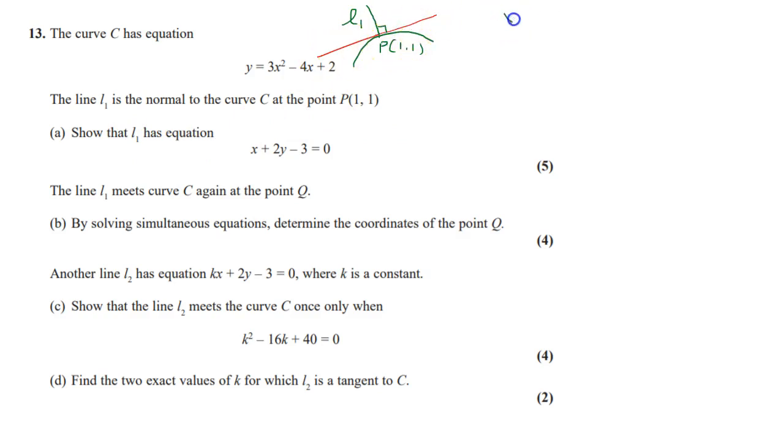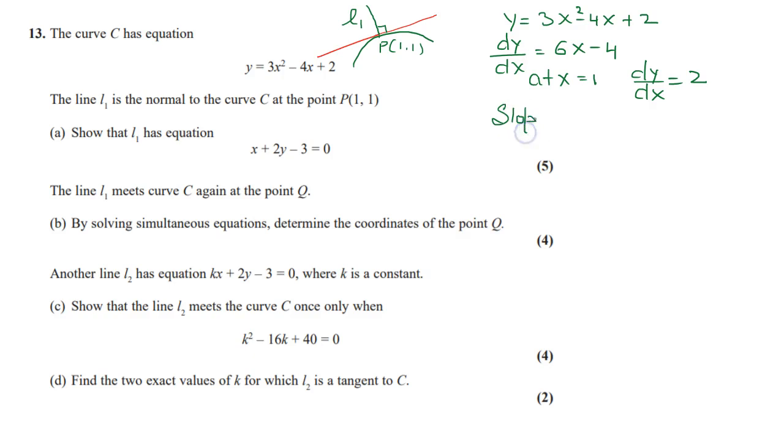y is equal to 3x squared minus 4x plus 2. By dy over dx we can find the slope of the curve at any given point. So dy over dx means the formula for the slope. So that is 6x minus 4. We have to find its value at (1, 1). So at x equal to 1, dy over dx is 6 minus 4 is 2.